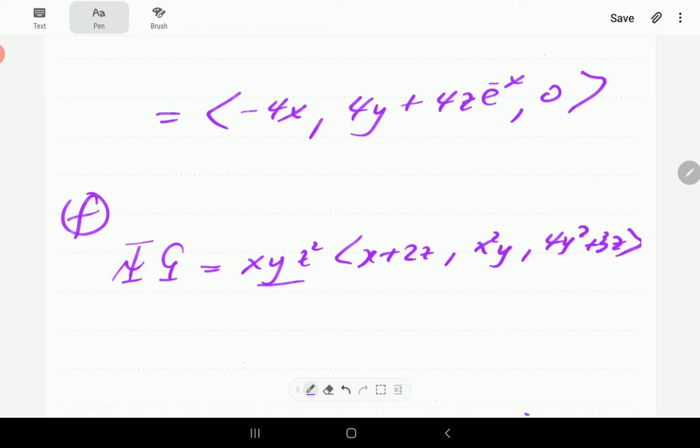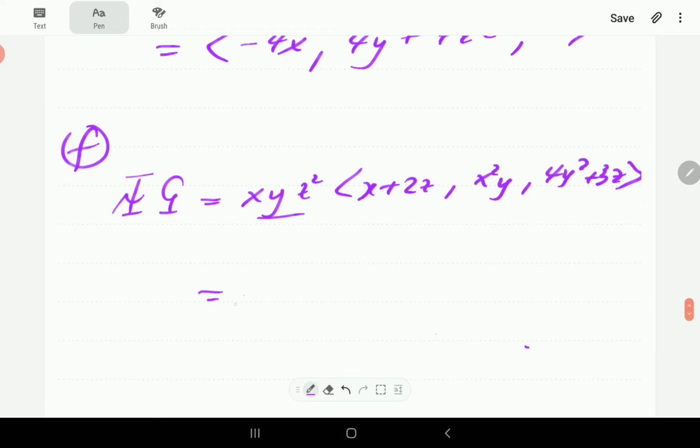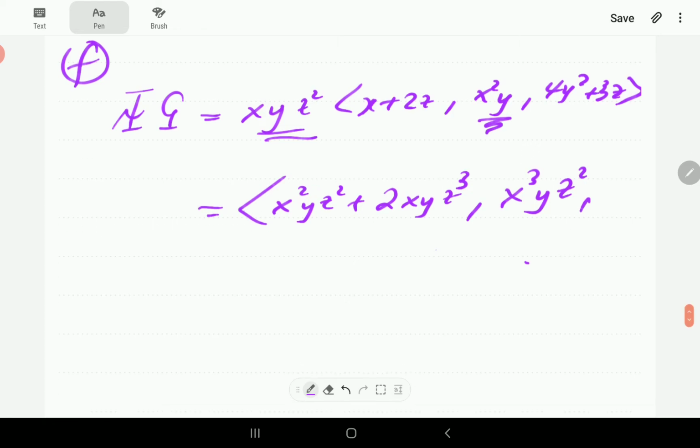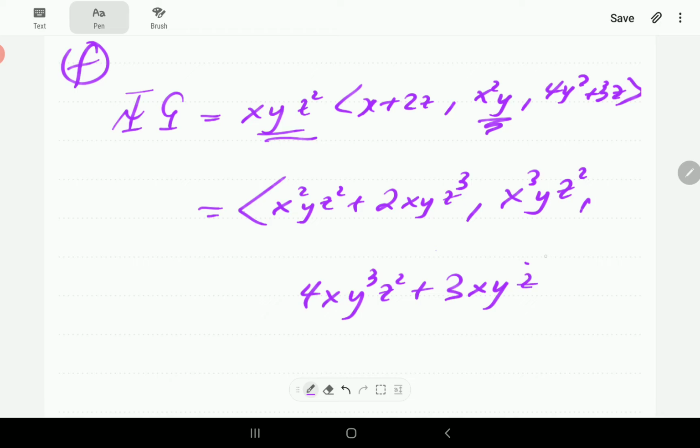So if we multiply through by this scalar, then the x component is going to be x squared y z squared plus 2xy z cubed. The y component is going to be x cubed y z squared. Just multiply this into that, and the z component is going to be 4xy cubed z squared plus 3xy z cubed.